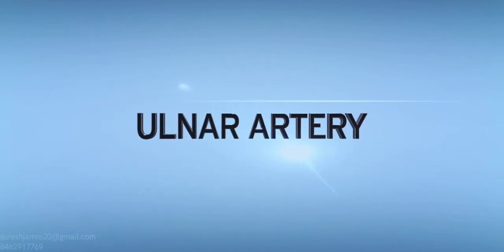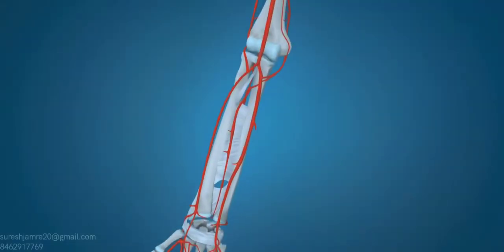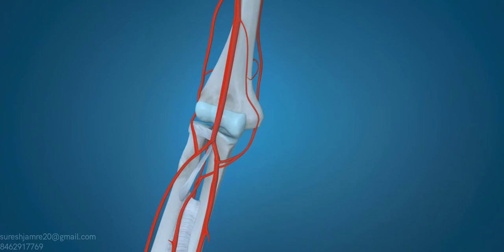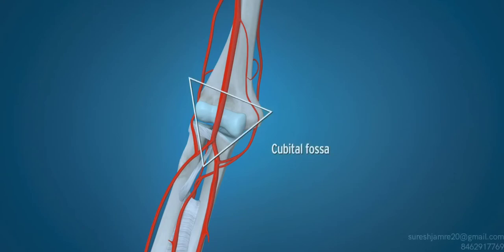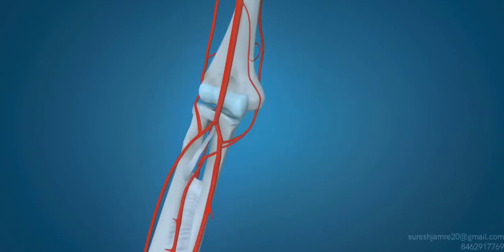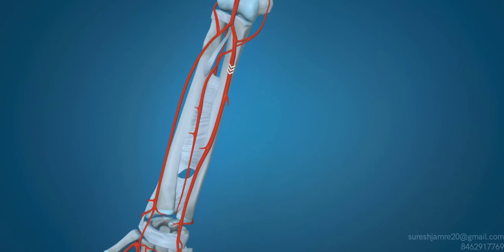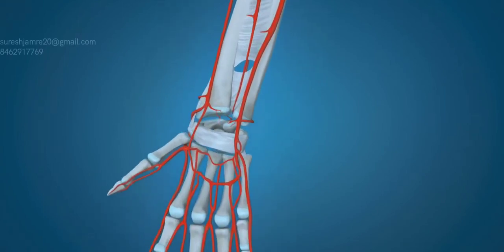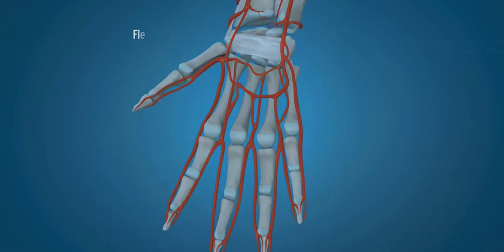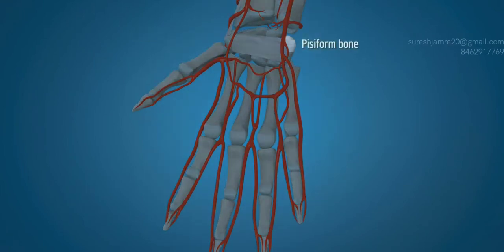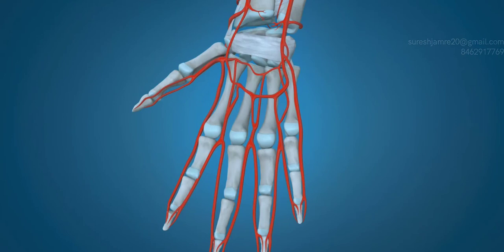Ulnar artery. Origin. It is the larger terminal branch of brachial artery. It arises in the cubital fossa at the level of neck of radius. Course. The ulnar artery passes obliquely downwards and medially in the upper one-third. In the lower one-third, it has a vertical course. It descends vertically downwards. It passes superficial to the flexor retinaculum and enters the palm just lateral to the pisiform bone. The artery can be palpated at this point.